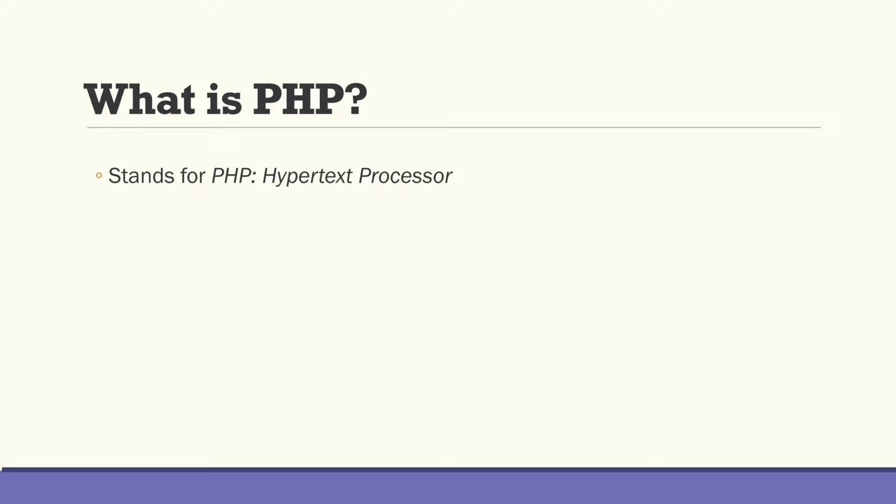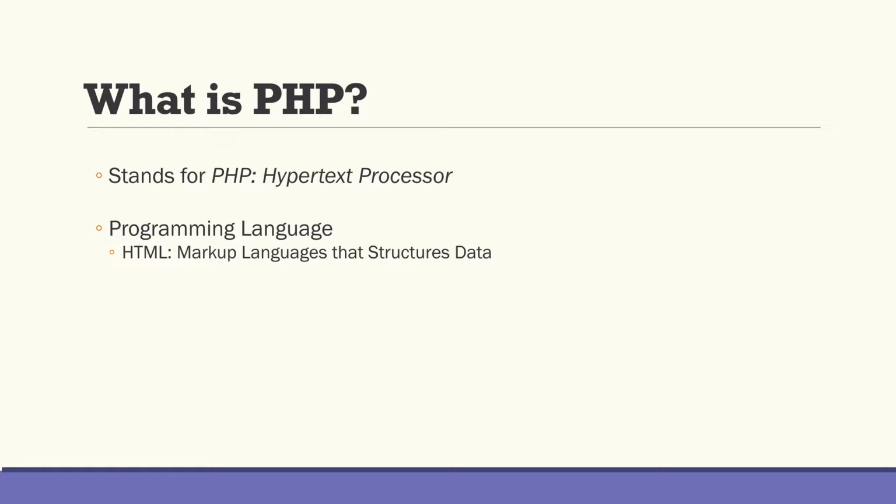PHP stands for PHP Hypertext Processor. It's a programming language like JavaScript, as opposed to HTML, which is a markup language. The main difference is that HTML structures data on a page. PHP allows you to apply logic and perform interactive tasks based on a set of criteria.